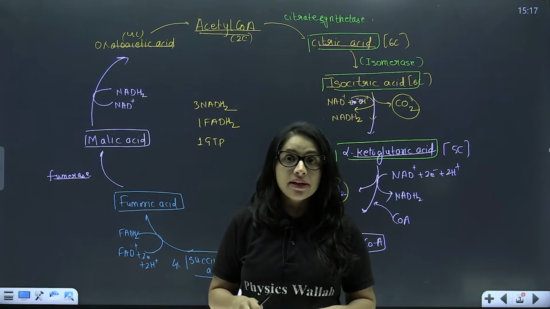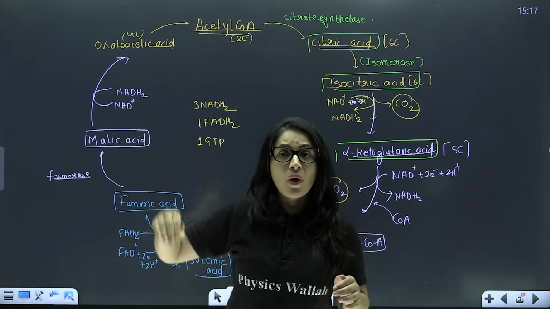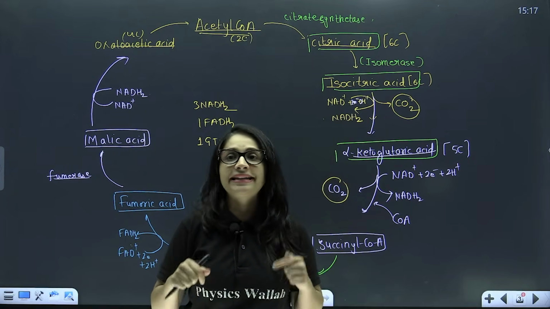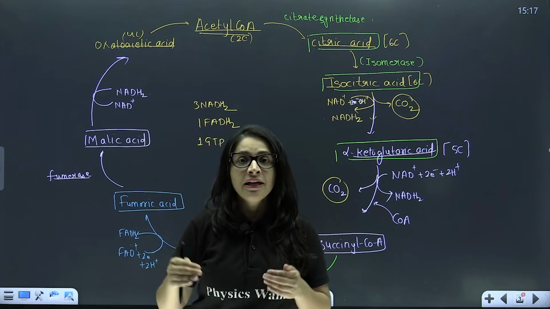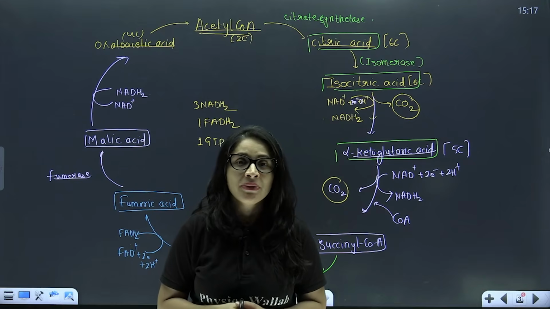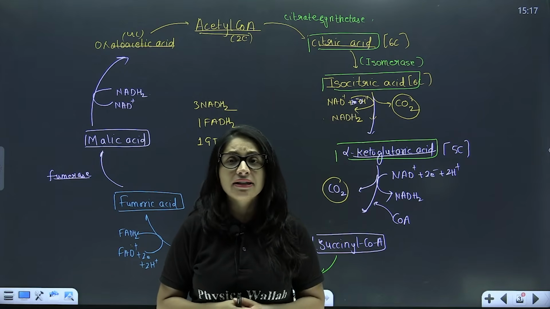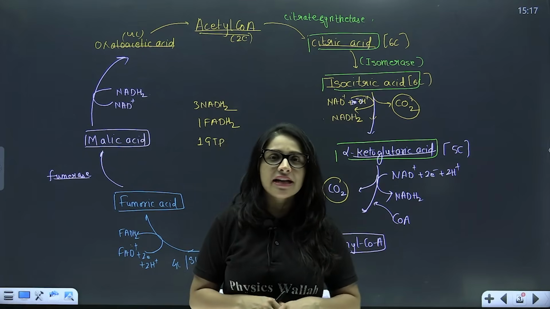Now, the catch is to learn the substrate name. The catch is to learn all the intermediates of Krebs cycle in a sequence. While you attempt the test, so many intermediate steps are asked in your examination, yes or no, and usually students do get confused whether it was isocitric acid first or citric acid first.